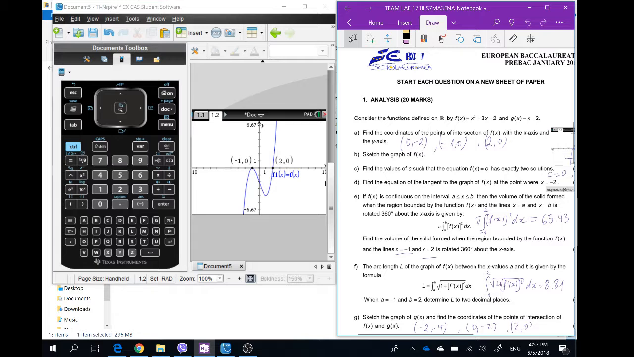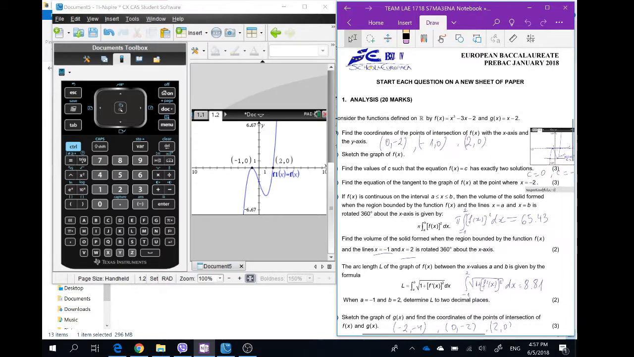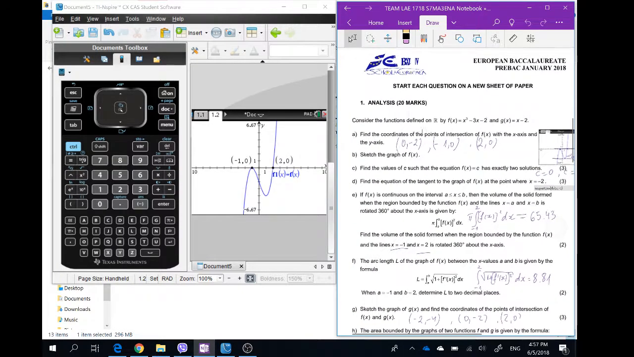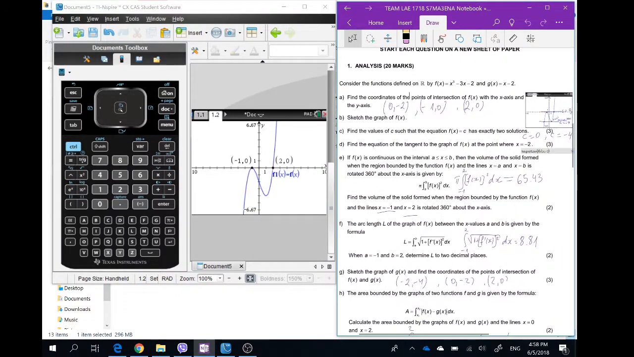Sketch the graph. Of course, you can sketch the graph. When you sketch the graph, you always put the x-intercepts and the y-intercept, 0, minus 2 in this case. Normally we also write the local maximum and minimum of the function, the extremes.